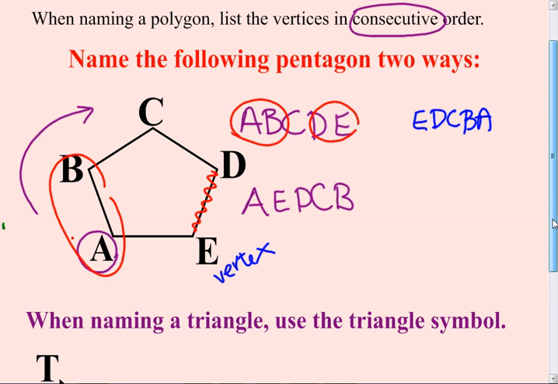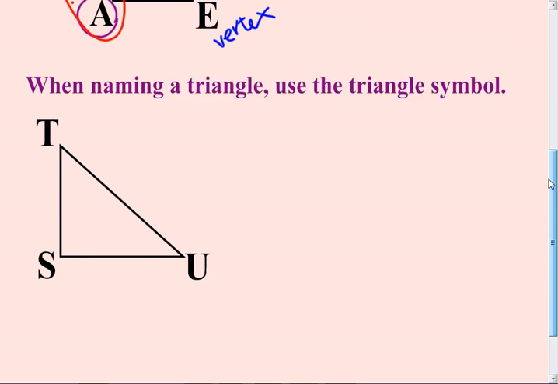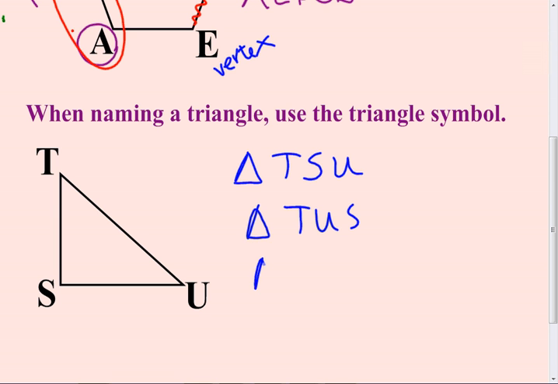Now, this is the only one that gets a little symbol. It's the triangle. Then you get a triangle symbol. Now, it doesn't matter what letter you start with. You can't do this one wrong, unless you don't use all three letters. Triangle TSU, triangle TUS, and triangle UTS, and then you can reverse the order. So there's a lot of ways to name the triangle.